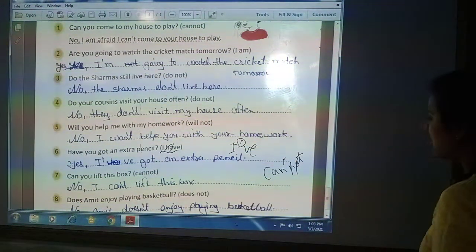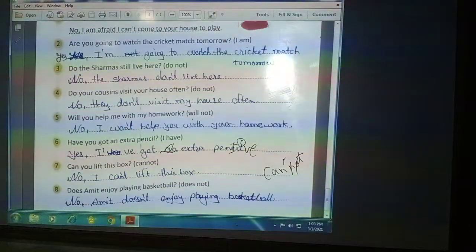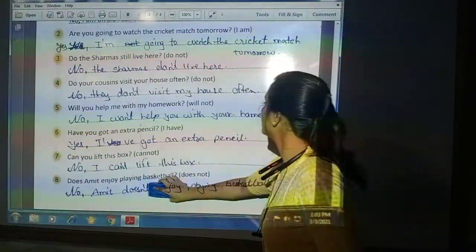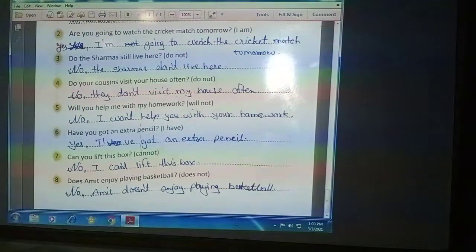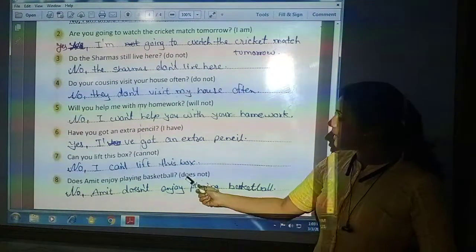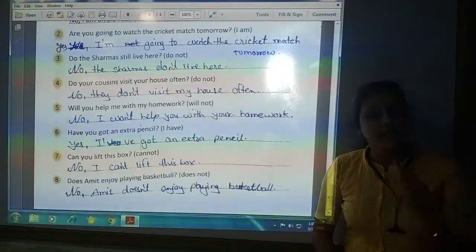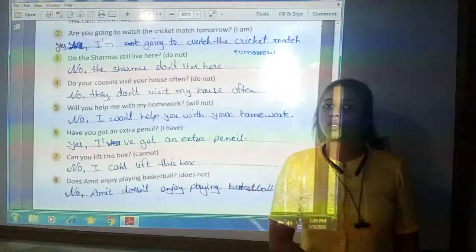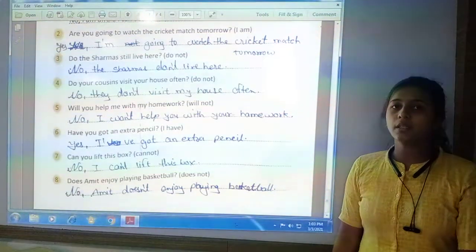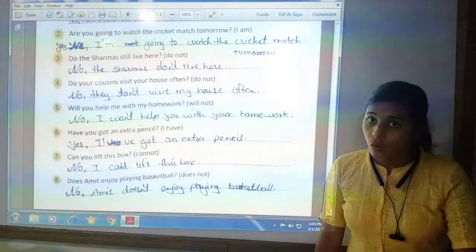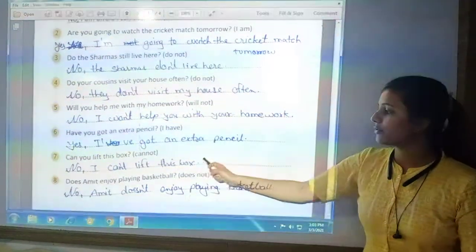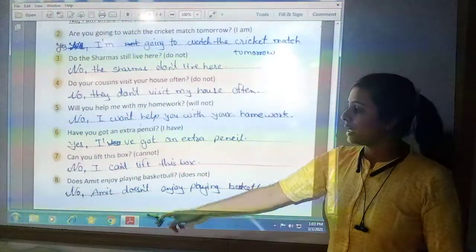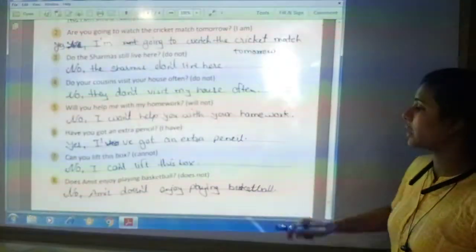Then, does Amit enjoy playing basketball? Not is given in the bracket, that means the answer will be negative. And here the question is asked for Amit. So we will write the name of Amit. So the answer will be no, Amit. What you have to make the short form of is does not. So it will become doesn't. Amit doesn't enjoy playing basketball.